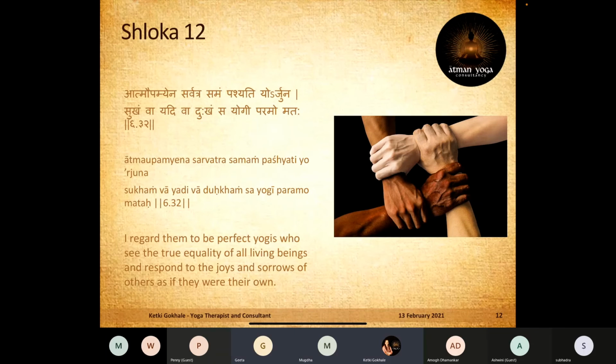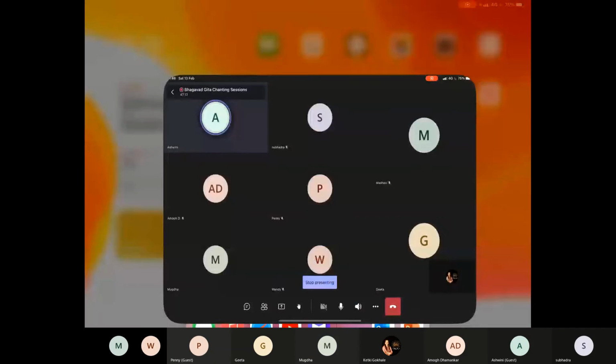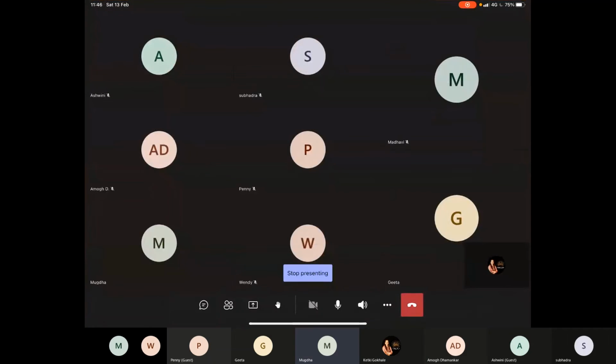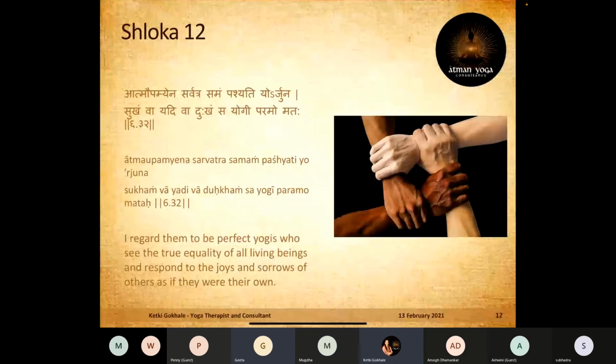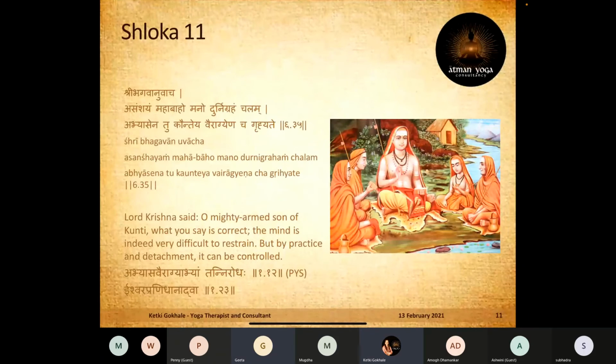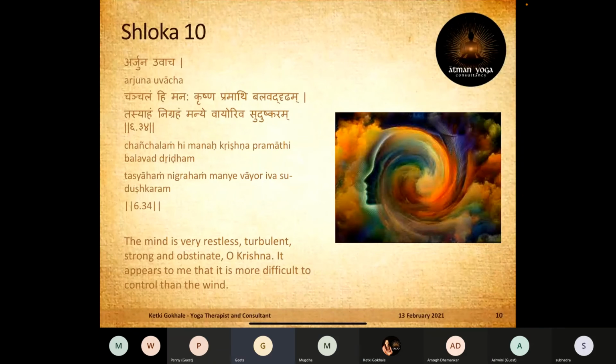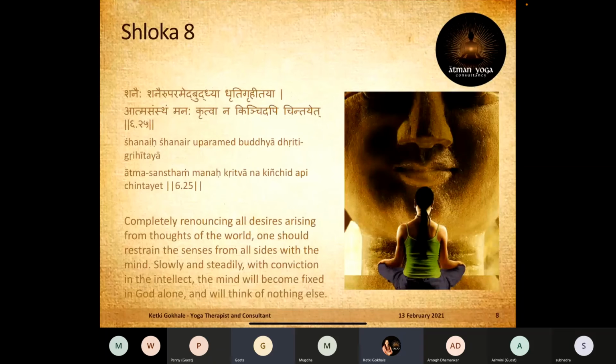Excellent. Thank you. So anyone else? Do you have any questions or do you want to practice any shloka? Let me know. Ketki, shall I recite the remaining one? Yes. The 8th one, whatever was not recited. Yeah, I will try.